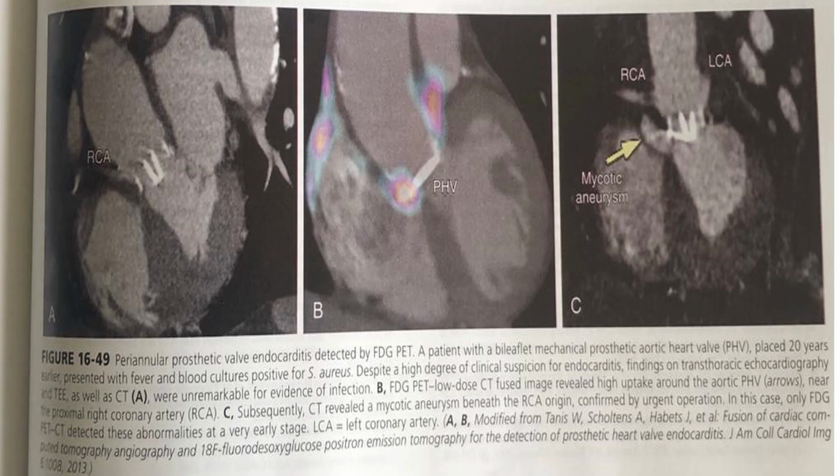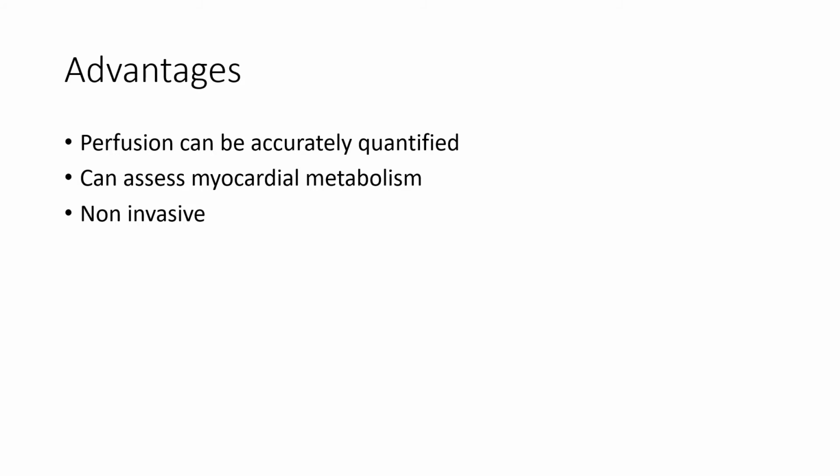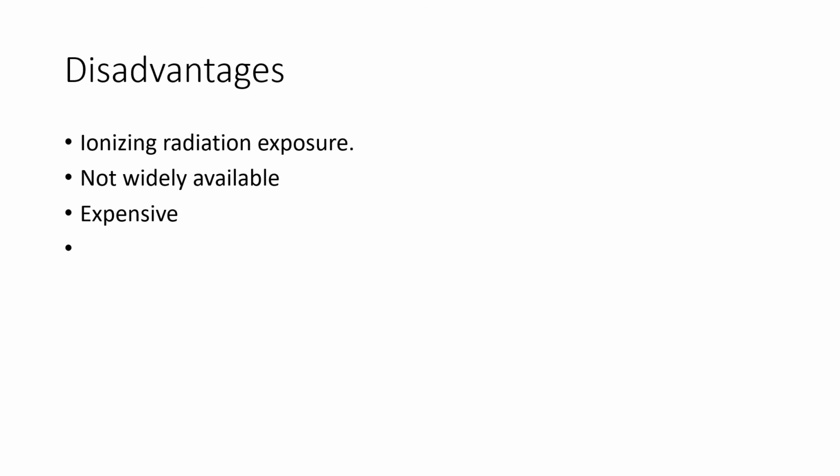FDG PET can also be used for detection of infection, as depicted in this image where there's a periannular prosthetic valve endocarditis. The advantages of radionuclide imaging are that perfusion can be accurately quantified, especially in PET, and you can assess the myocardial metabolism, and it's non-invasive. The disadvantages are that there's exposure to ionizing radiation, and it's not widely available, and it's expensive.